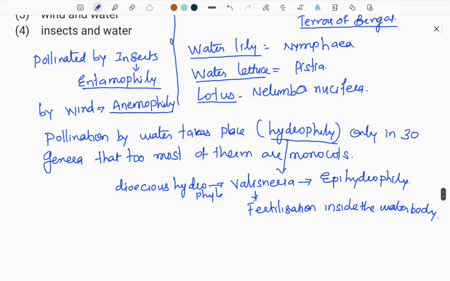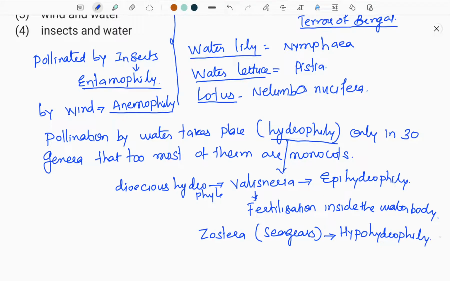Another example is Zostera, also called sea grass. In Zostera, hypohydrophily takes place. That is, pollination takes place inside the water body. Remember, pollination takes place inside the water body. It is very difficult to understand how pollen grains remain suspended in the water body. Neither are they free floating nor at the bottom of the pond.